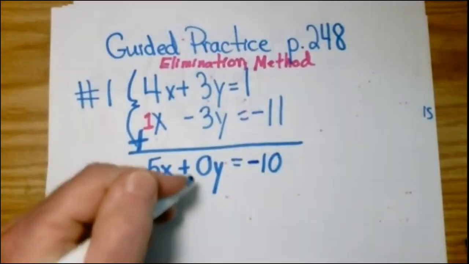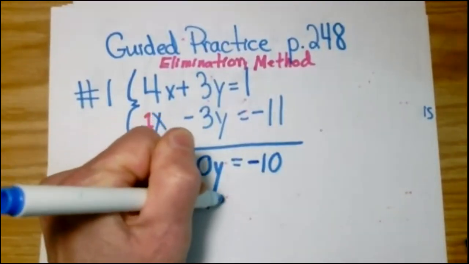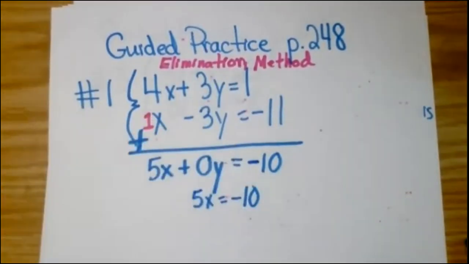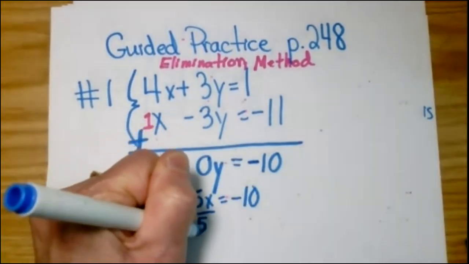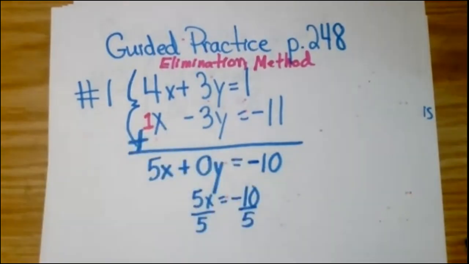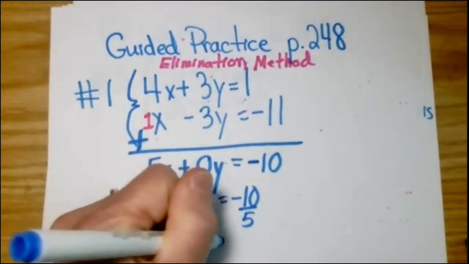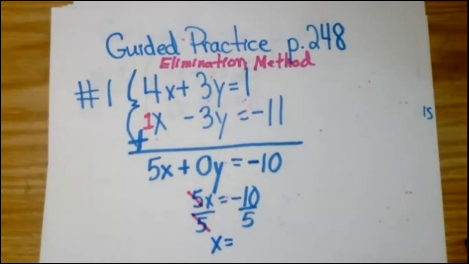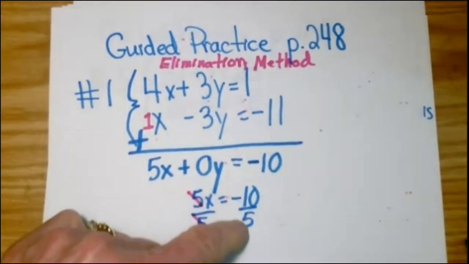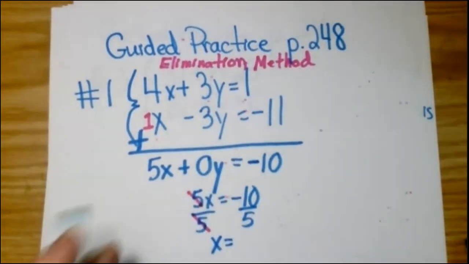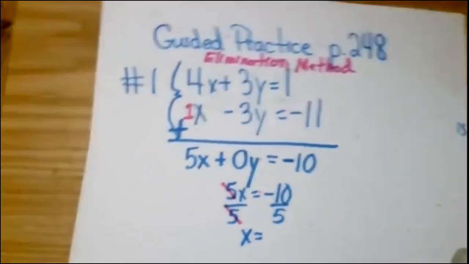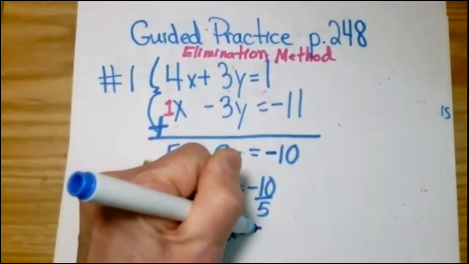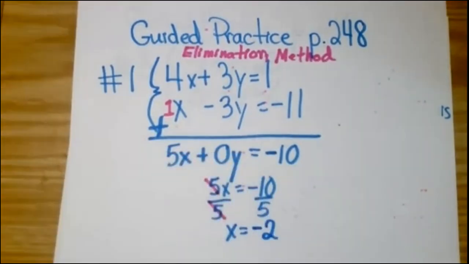Okay, now we're going to drop the 0y. 5x equals negative 10. I have to divide by the coefficient of 5 to both sides. The two 5s are going to cross off. And I'll be left with x equals negative 10 divided by 5, a negative divided by a positive, which will give me exactly a negative 2.